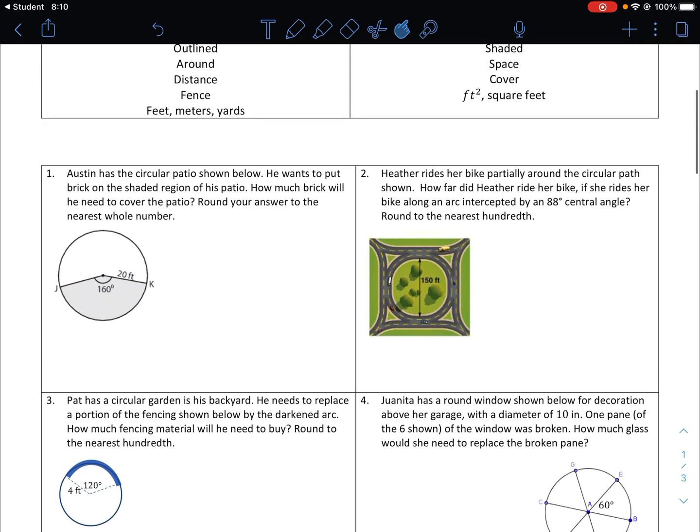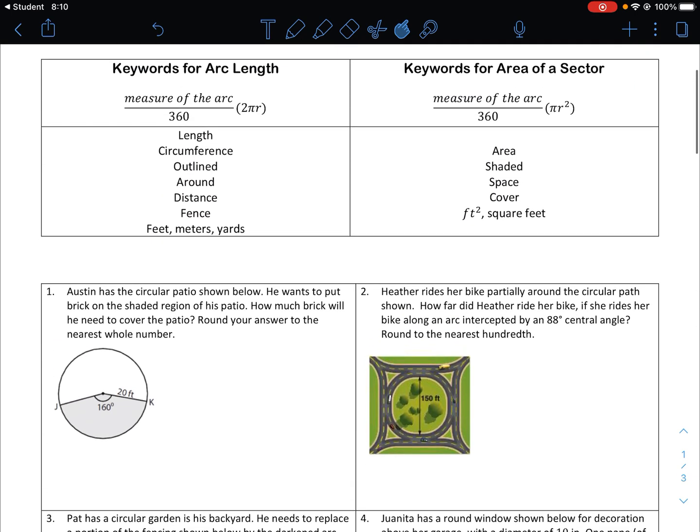We'll get them started. There's some nice keywords that you can look for up here. I think one of the best parts too is that you can look at the units and make sure that your arc length units are in one-dimensional units and your area of a sector units are square units.